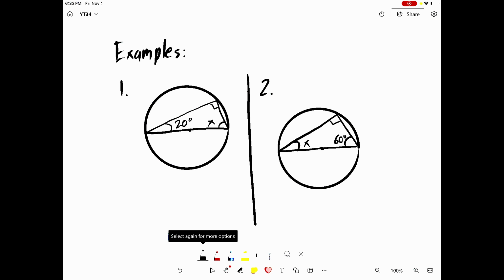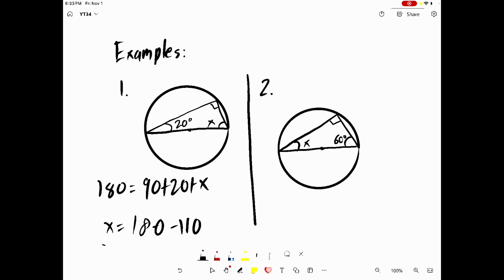We need to find the angle x, but you see it's in a triangle, so the angle sum is 180 degrees. But the angle subtended by the diameter is 90 degrees, but then there's another angle which is 20 degrees. So that's that. And then we have x is equal to 180 minus 110. And then after that, x is equal to 70 degrees.